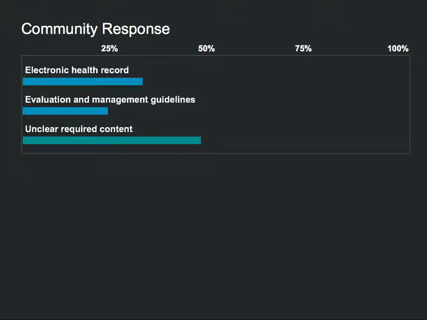Actually, if you go back and look at these answers, the correct answer is obviously unclear required content. This is a big challenge for most physicians when I go out and talk to physicians and enter into discussion. What needs to be in the chart is almost information overload. And it's really a simple process of documentation, which I'm going to go through.